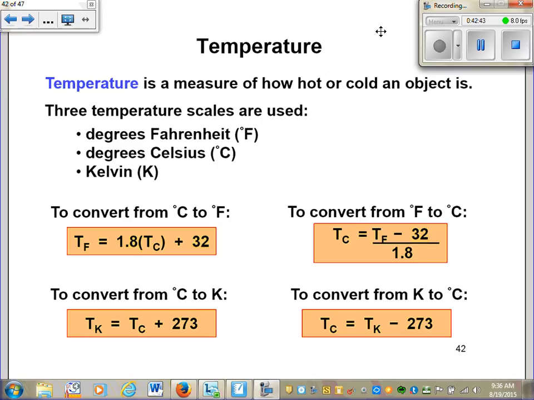So let's try a problem. Real quick. Minus 40 degrees Celsius, what's its temperature in degrees Fahrenheit? To go from Celsius to Fahrenheit.